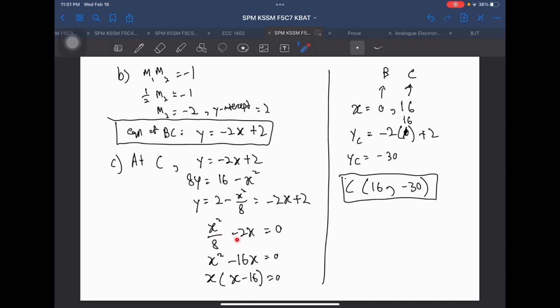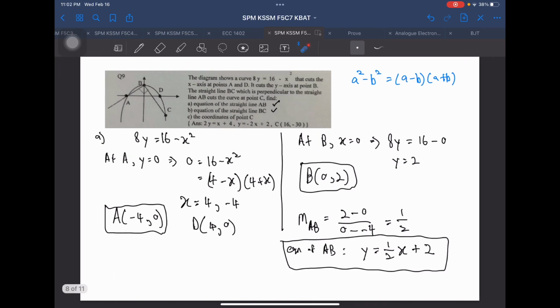But to do the factorization, you always want the coefficient for x squared to be an integer. So you multiply this by 8, you got this. Factorize out x, you got this. So your x can be 0 and 16. So this means that there are two intersection points of line BC and the curve. So you can see here, line BC and the curve intersect at 2 points, B and C.